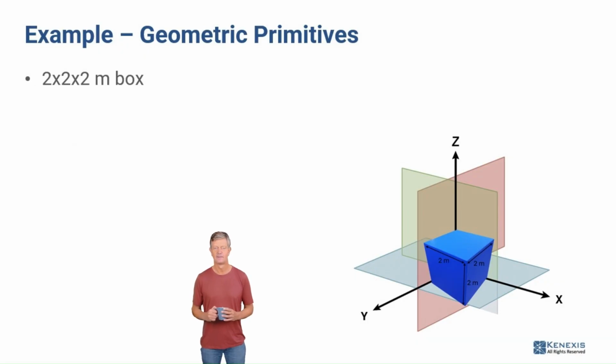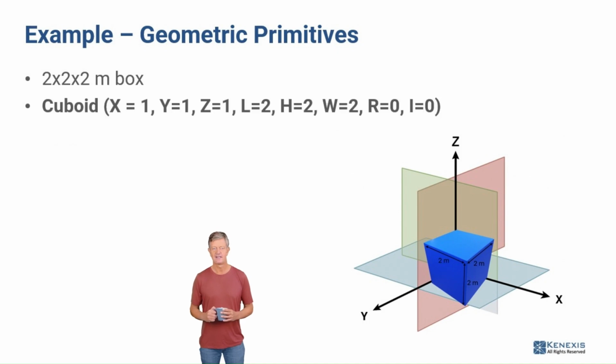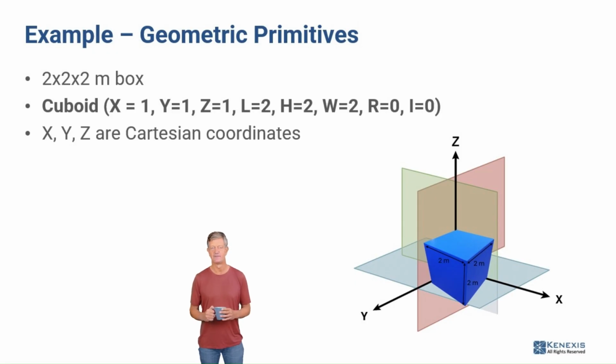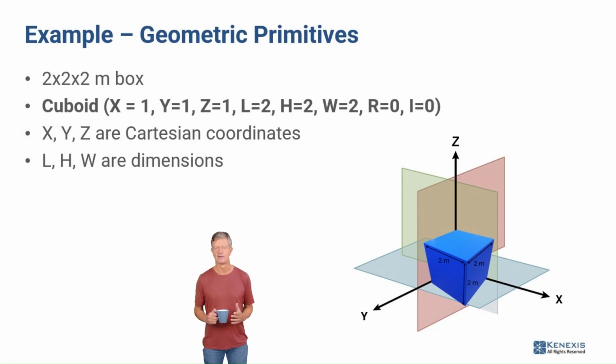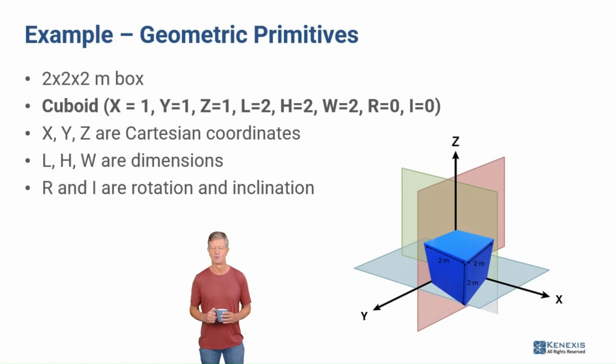Mathematically, we could describe the box as a cuboid where x equals 1, y equals 1, and z equals 1, with x, y, and z being the Cartesian coordinates of the center point. We would also have L equals 2, h equals 2, and w equals 2, with L, h, and w being the length, height, and width, respectively. Finally, we would have r equals 0, with r being rotation, and I equals 0, with I being the inclination.